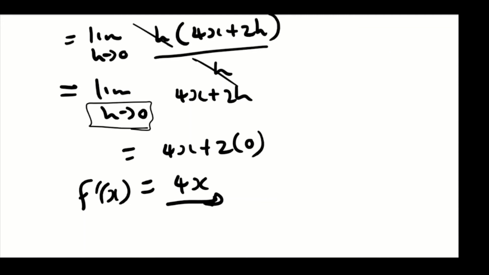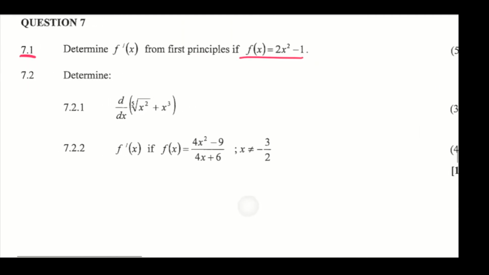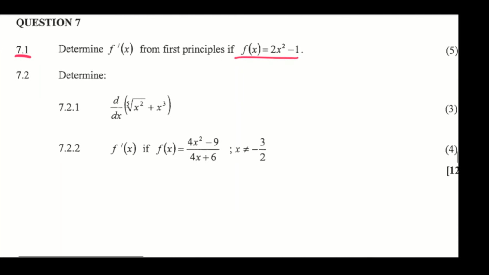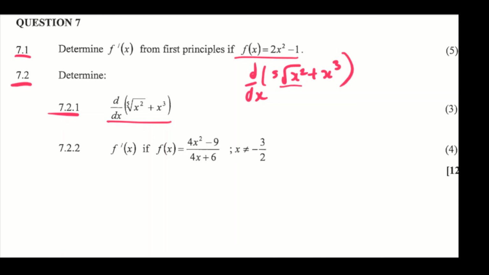Thank you very much. Let's just do another question here. Now we're going to do 7.2, right? 7.2 says that we must determine the derivative of this expression here. So I'm just going to write it here. Derivative of 5 into x squared plus x cubed, right? d of dx.